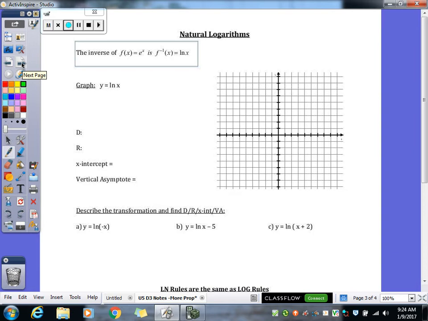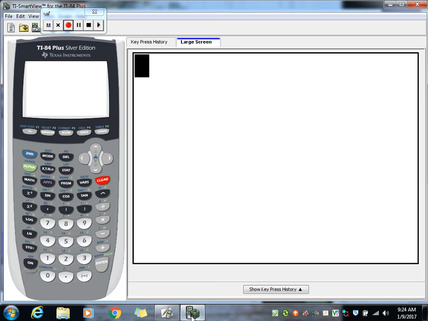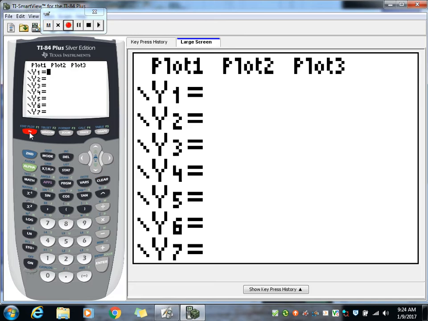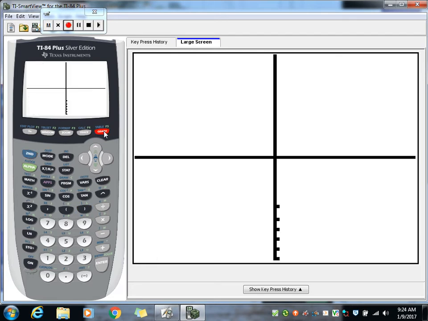Okay, let's take a look at our ln graphs. So what you want to do is go to your y equals and just type in the ln of x. So in my calculator, I go to the y equals, type in ln of x. If we just take a look at the graph, it should look very familiar. It does look exactly like your log graph because it's the same kind of function as your log graph. We just use this one when we have a base of e as opposed to a base that's a number.